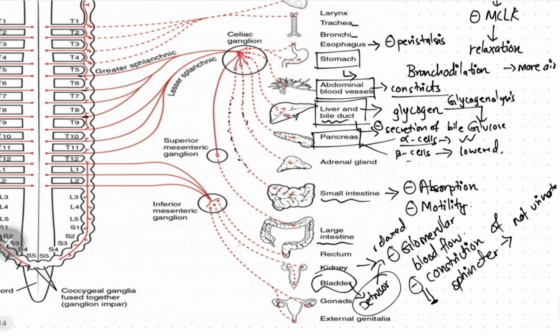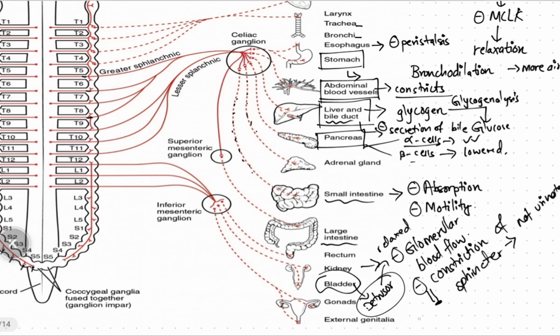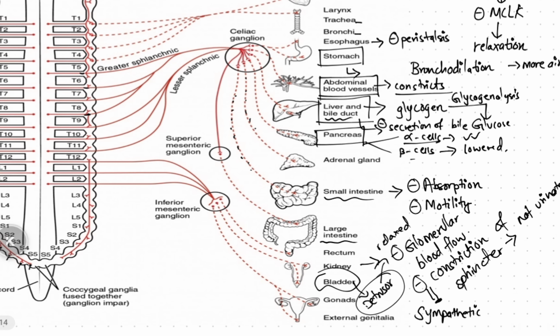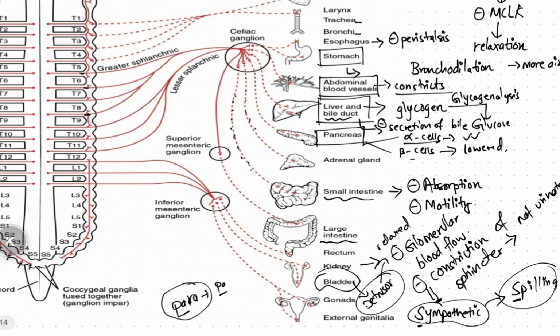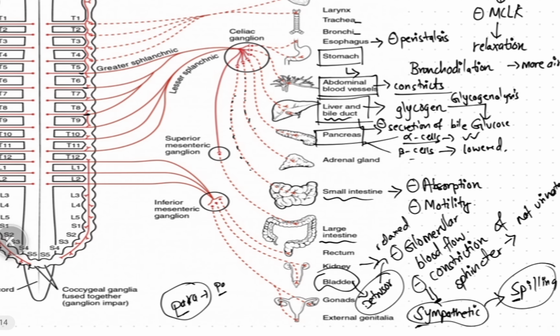And some of the post-ganglionic fibers also supply the gonads and external genitalia. In the case of the male, remember this: sympathetic is responsible for spilling or ejaculation. Parasympathetic is for pointing, P for P. So for erection, we need the parasympathetic condition, and for ejaculation, we need the sympathetic condition to activate. So these are the effects on the various organs during sympathetic activation.